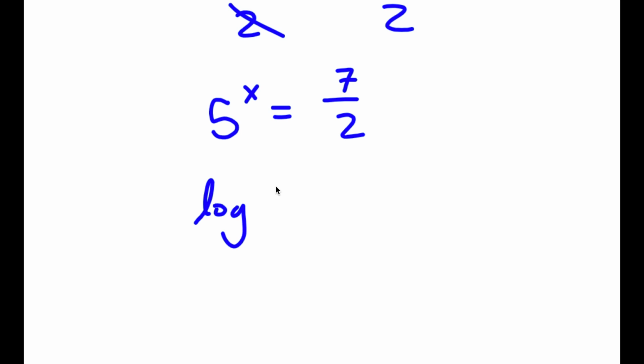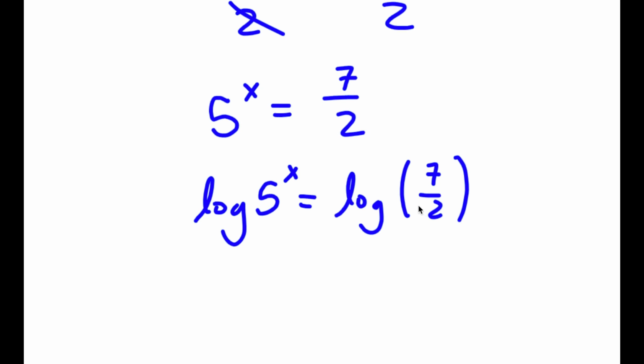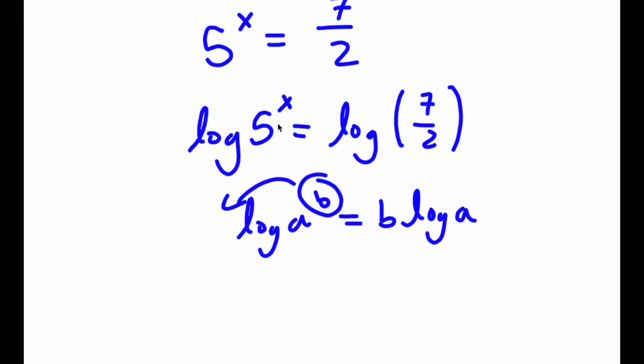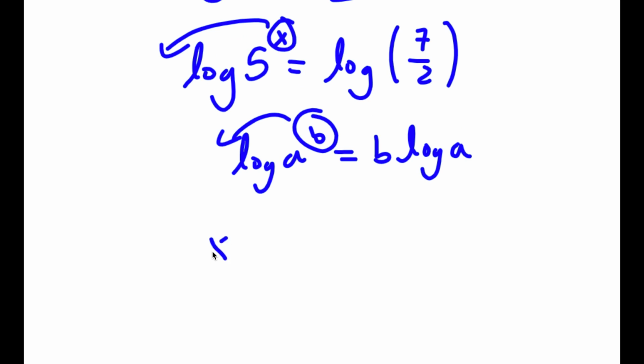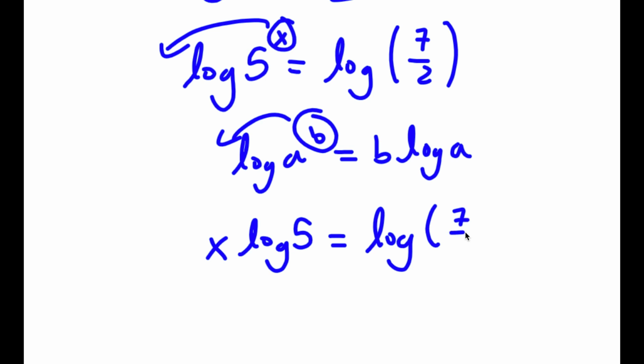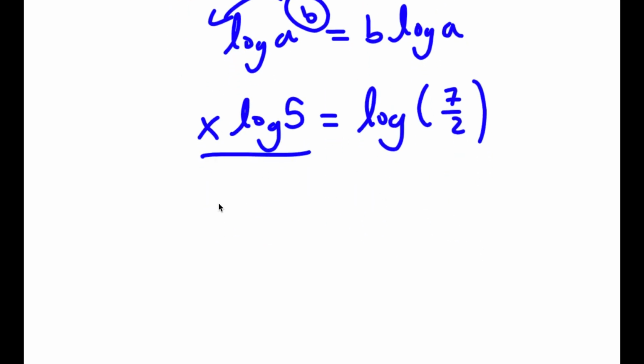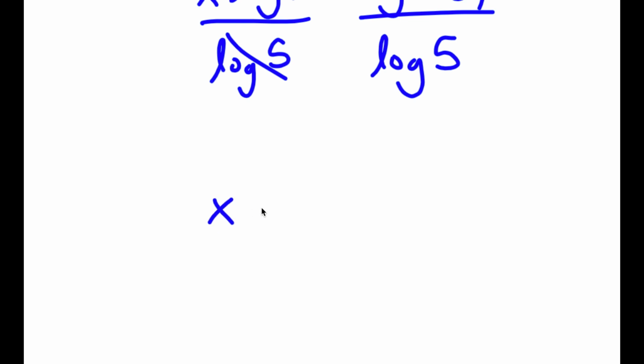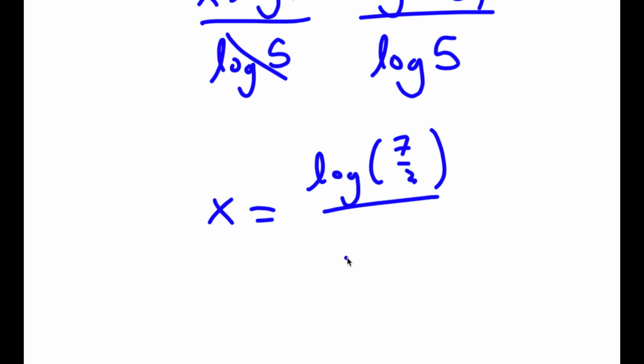Now if I take the log on both sides, I have log 5 to the power of x is equal to log 7 over 2. If I have something in the form log a to the power of b, I can move this exponent b to the front. So this is equal to b times log a. So in this case, log 5 to the power of x, I can move x to the front. So now I have x times log 5 is equal to log 7 over 2. Now if I divide both sides by log 5, these two cancel out, and I get x is equal to log of 7 over 2 over log 5.